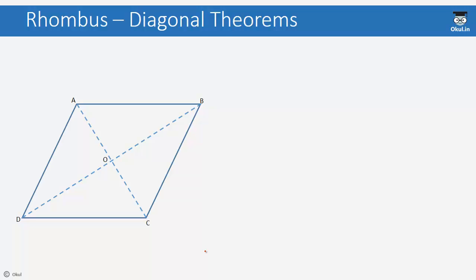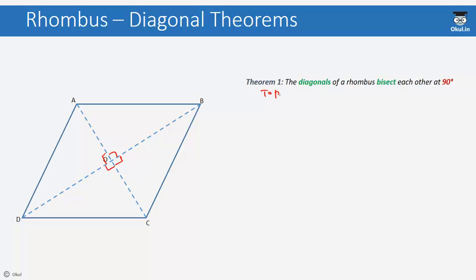Let's learn about the diagonal theorem related to rhombus. Now since rhombus is a parallelogram, the diagonals of a rhombus will automatically bisect each other. Apart from that, there is one more theorem related to diagonals of a rhombus. That is, the diagonals of a rhombus bisect each other at 90 degrees. So this theorem states that both the diagonals of a rhombus bisect each other at 90 degrees.